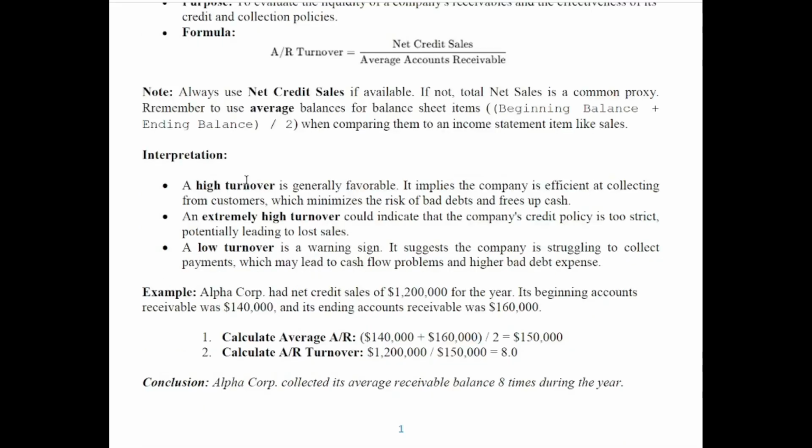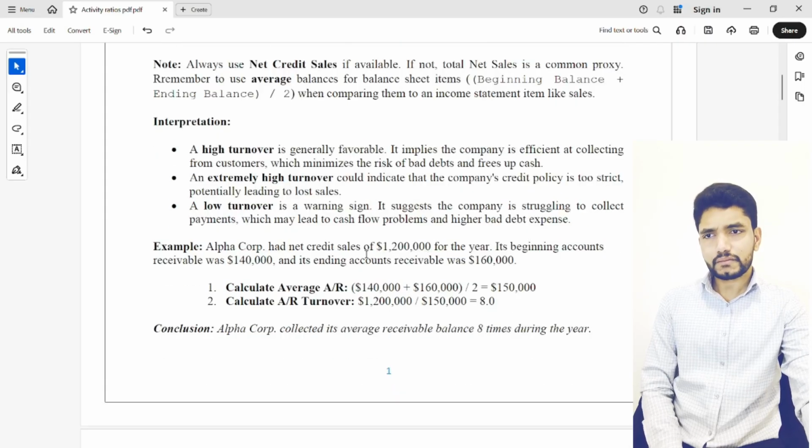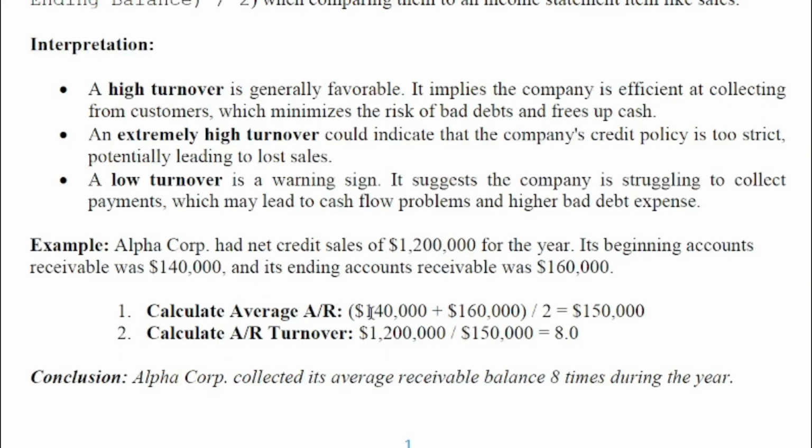So here is an example for the accounts receivable turnover ratio. A company has net credit sales of 1.2 million, its beginning accounts receivable was 140,000 and ending accounts receivable was 160,000. To calculate the accounts receivable turnover ratio, first we have to calculate the average accounts receivable. The beginning accounts receivable plus the ending accounts receivable divided by 2. That means 150,000 is the average accounts receivable. So to calculate the turnover ratio, 1.2 million divided by 150,000, that means 8.